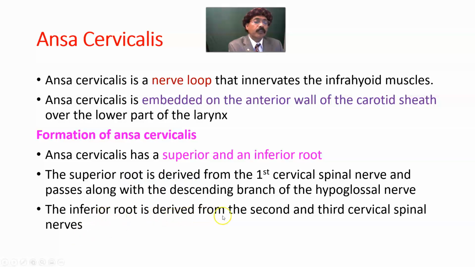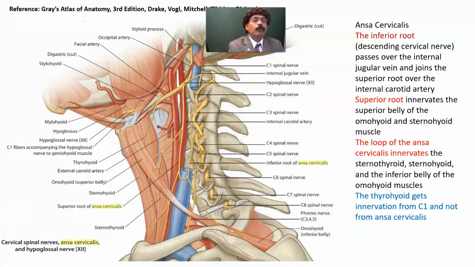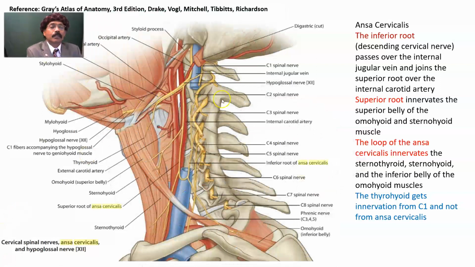The inferior root is derived from the second and third cervical spinal nerves. It is called nervus descendens cervicalis. We have to remember that this is not always constant. There is some variation. Now we look at the image of the Ansa cervicalis, taken from Gray's Atlas of Anatomy, 3rd edition.